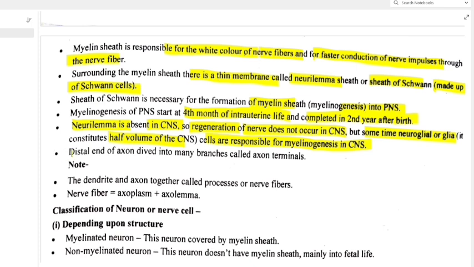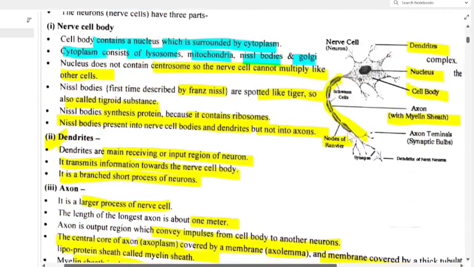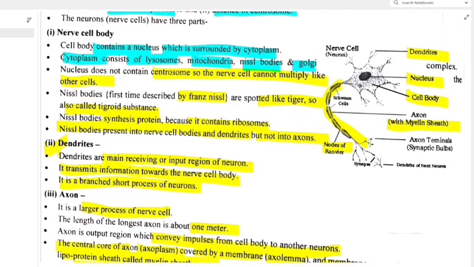Now comes the next point. The distal end of the axon is divided into many branches called axon terminals. This is the axon terminals. If you see the picture and study, then you will remember. I'm using a different color so that you can understand. This is basically the axon terminal, the synaptic bulbs.